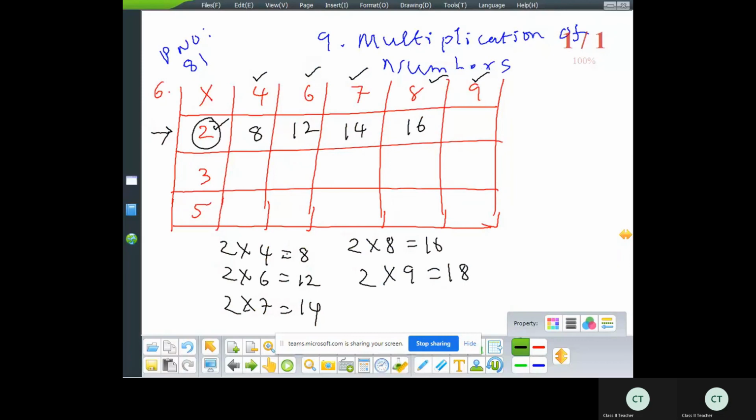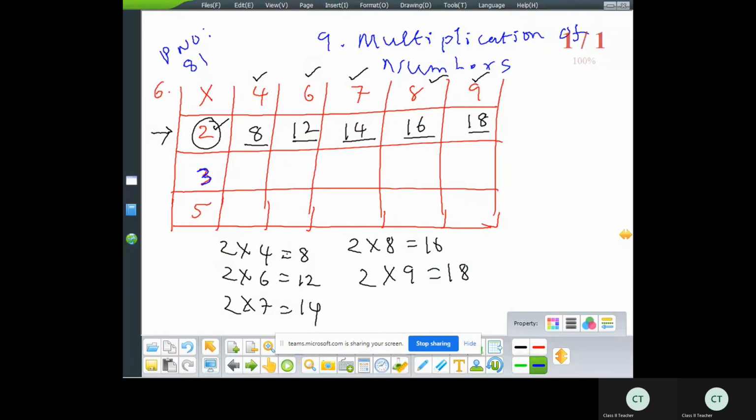In first row, the number is 2. We need 2 tables. 2 4s are 8, 2 6 are 12, 2 7s are 14, 2 8s are 16, 2 9s are 18. Over. Now second row, the number is 3.